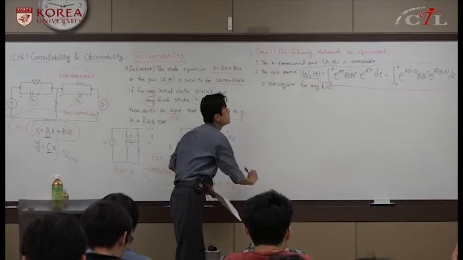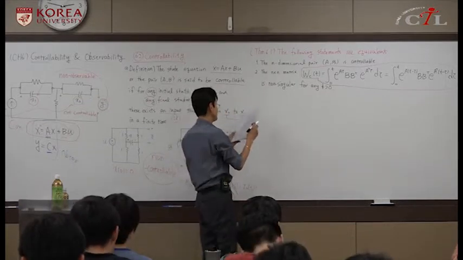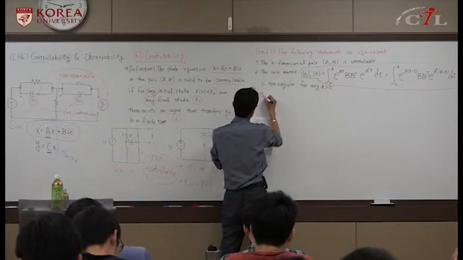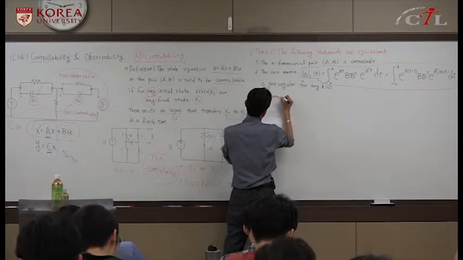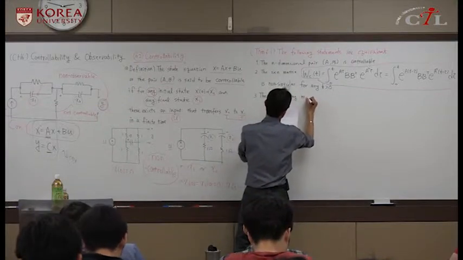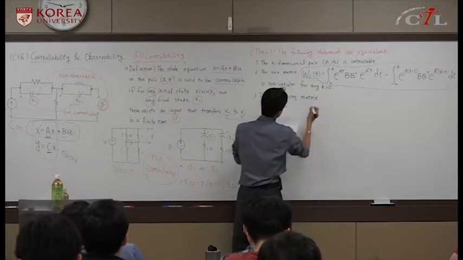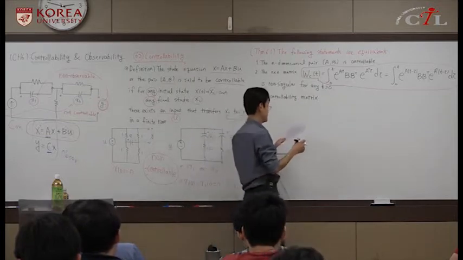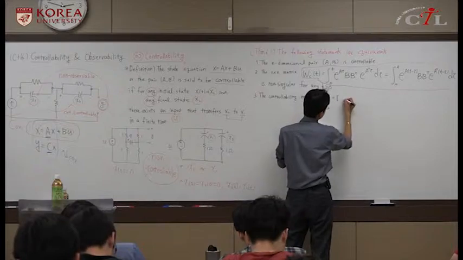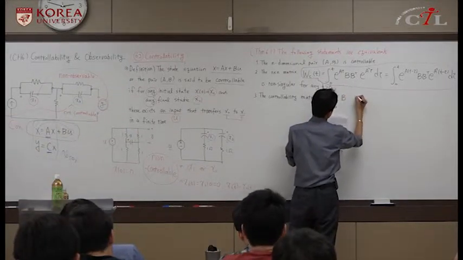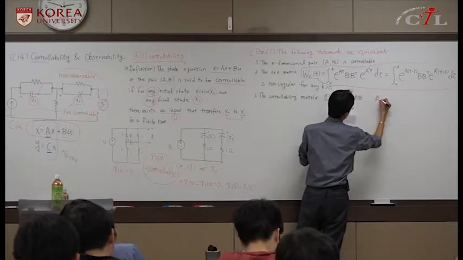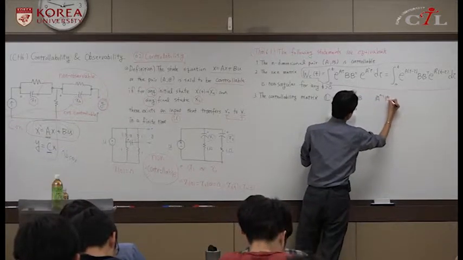Third, the controllability matrix C is defined to be the combination of B, AB, and so on, up to A to the power n minus 1 times B.